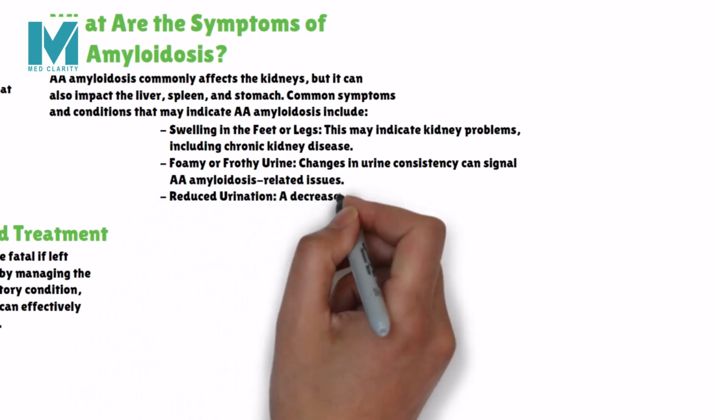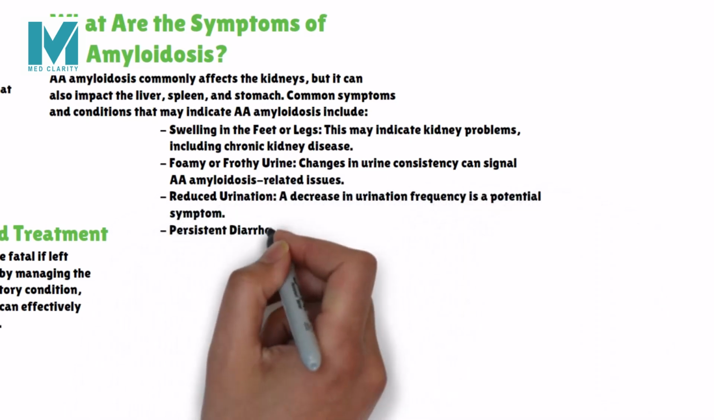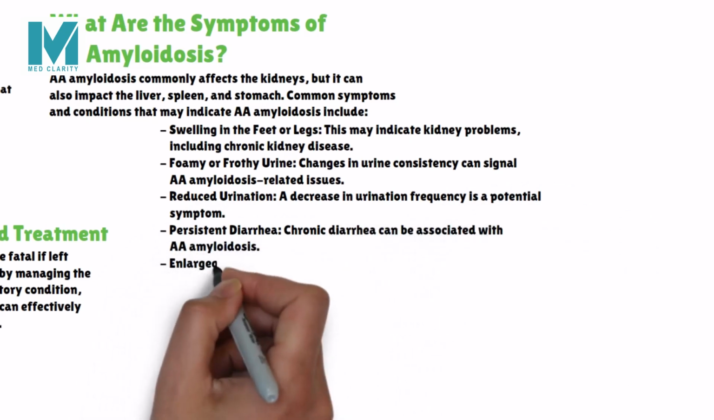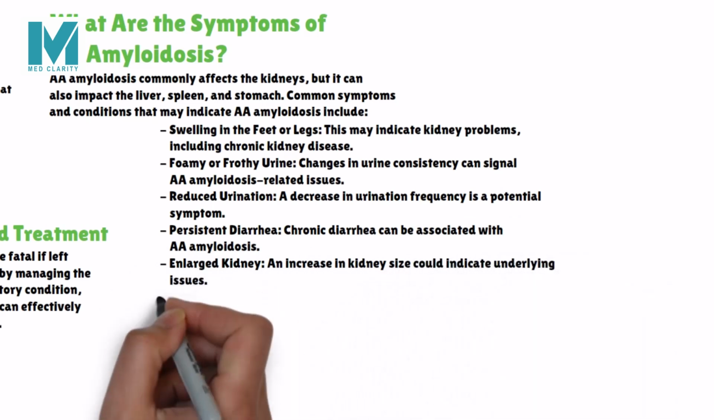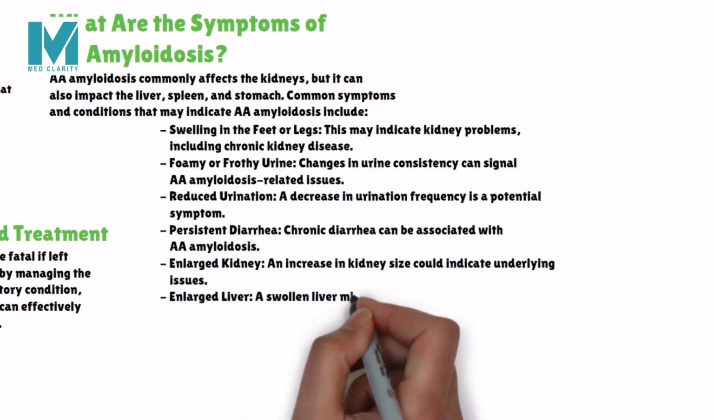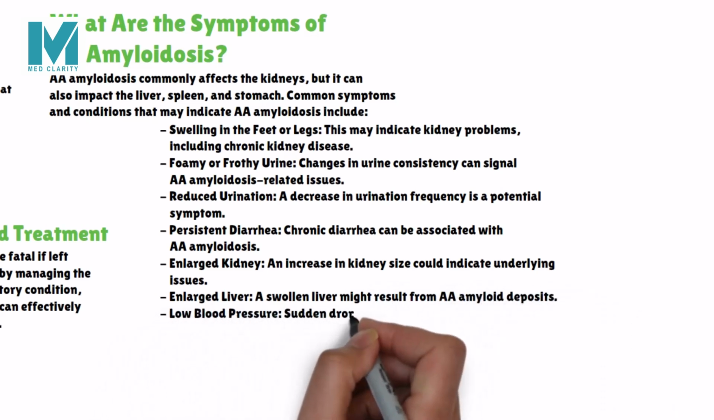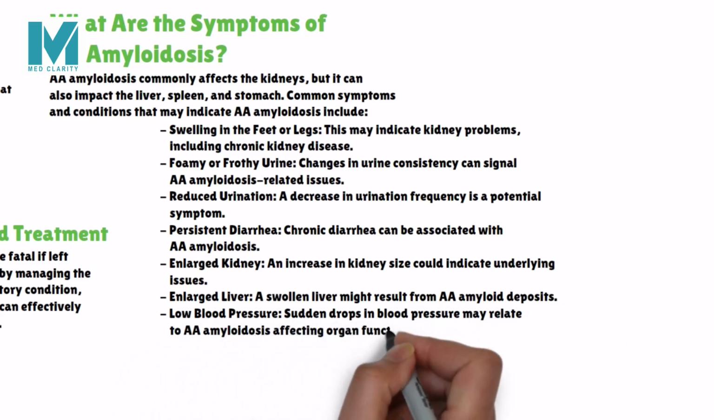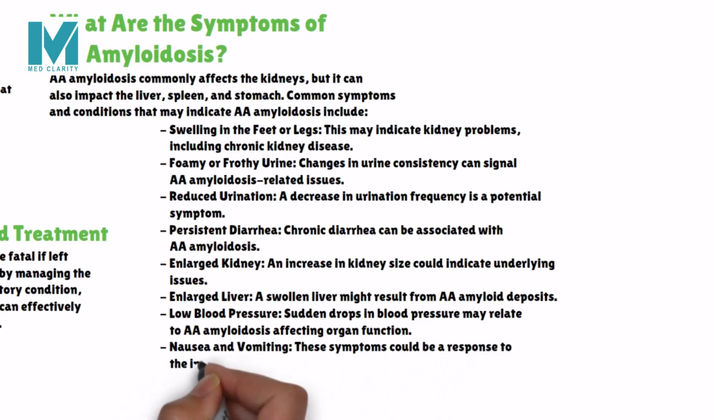Reduced urination. A decrease in urination frequency is a potential symptom. Persistent diarrhea. Chronic diarrhea can be associated with AA amyloidosis. Enlarged kidney. An increase in kidney size could indicate underlying issues. Enlarged liver. A swollen liver might result from AA amyloid deposits. Low blood pressure. Sudden drops in blood pressure may relate to AA amyloidosis affecting organ function. Nausea and vomiting. These symptoms could be a response to the impact of AA amyloidosis on the body.